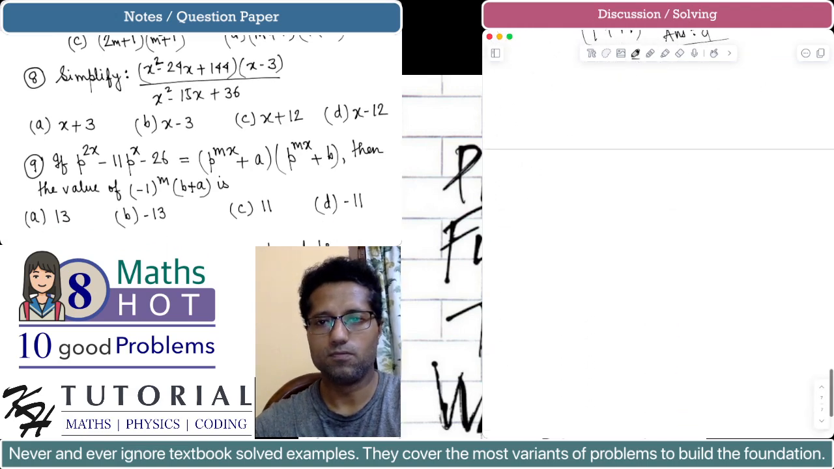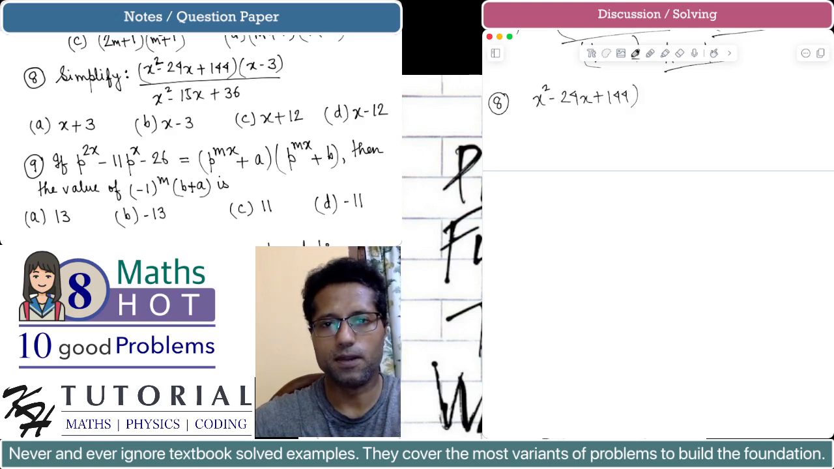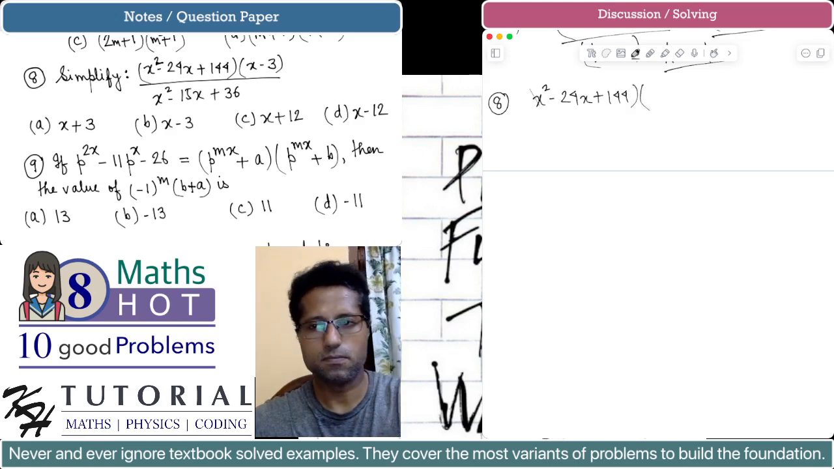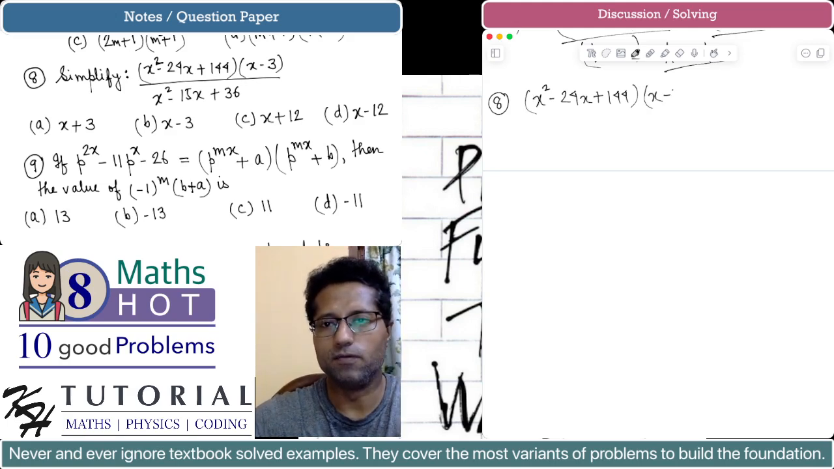Okay, let's do problem number 8. It is a simplification problem. Basically, it is asking to divide a given polynomial, which is x square minus 24x plus 144 multiplied by x minus 3. We have to divide this polynomial by x square minus 15x plus 36.